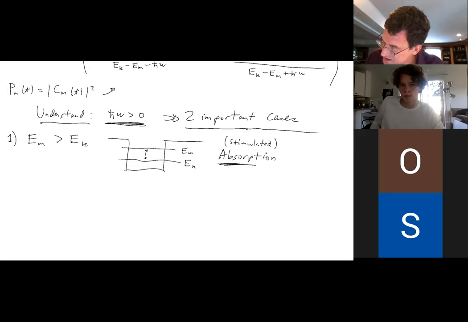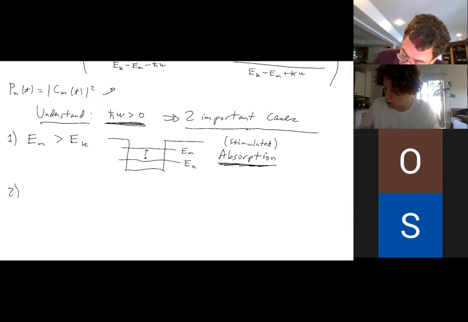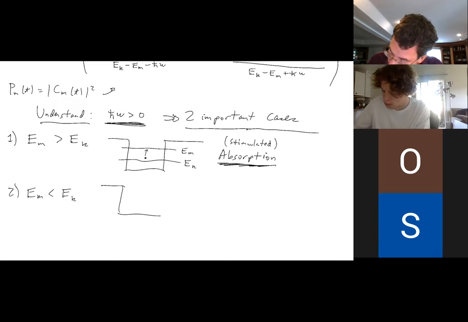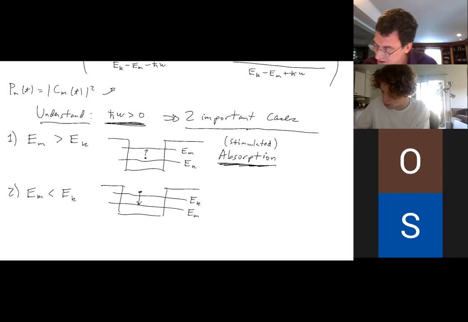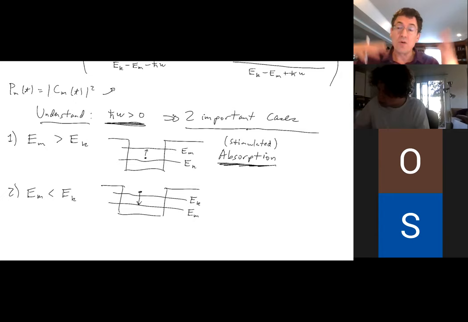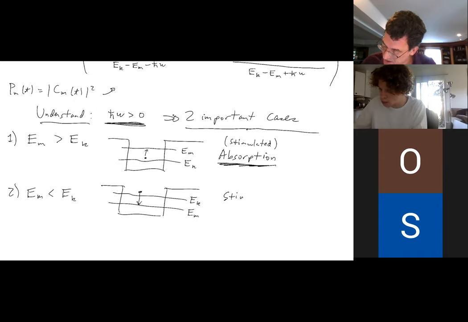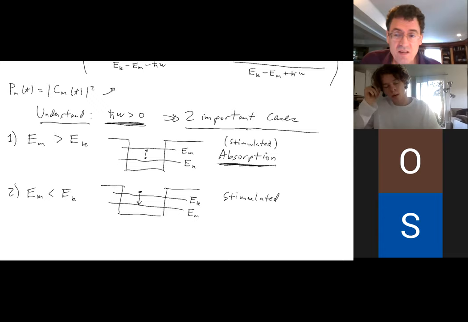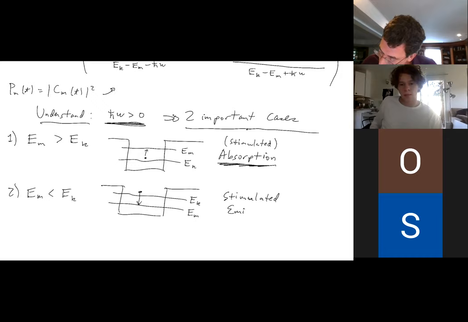But then there's another important situation where I have EM less than EK, in which case we have this kind of situation. I start here, and we go down. And so now the final state is lower in energy. So this is another possibility. Both of these are possibilities. And this one is called stimulated... can someone tell me? Emission? Exactly. So these are the two situations.